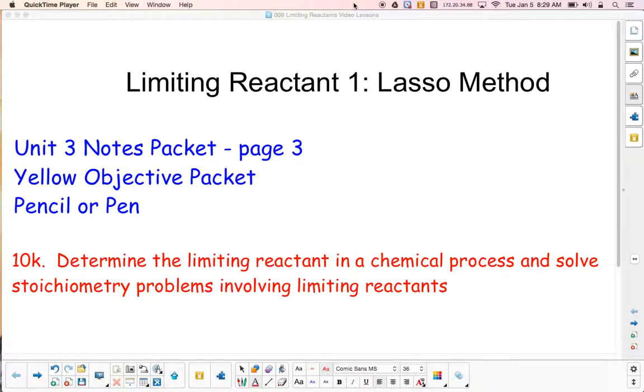This video lesson introduces the idea of limiting reactants using a very simple method called the lasso method. For this lesson, you'll need your Unit 3 notes packet open to page 3, your yellow objective packet, and a pencil or a pen. The learning goal here is number 10K, to determine the limiting reactant in a chemical process and solve stoichiometry problems involving limiting reactants.